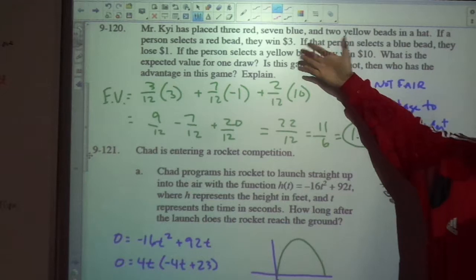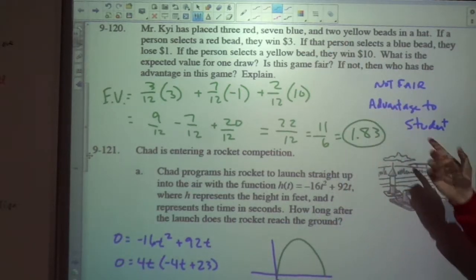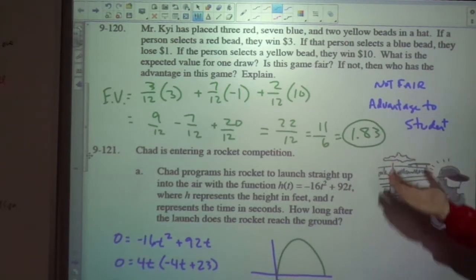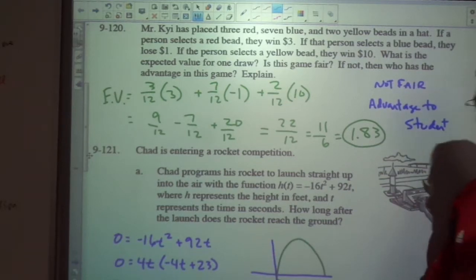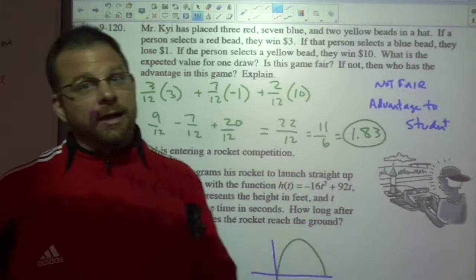So is this a fair game? Well, it would only be fair if this equals 0. Because this equals positive $1.83, that means that the advantage has the student. On average, over the long run, he's going to win $1.83 every time he plays.